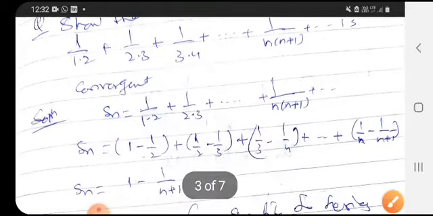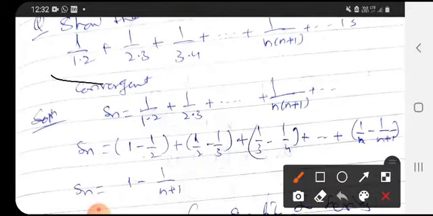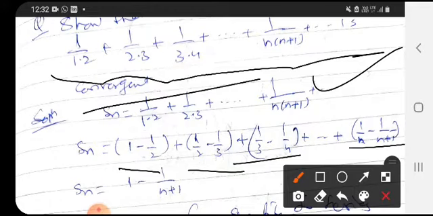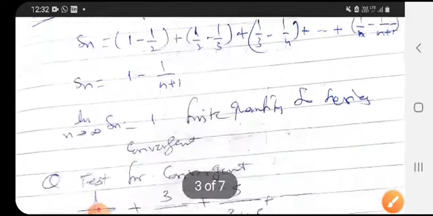Show that the series 1 upon 1 into 2, 1 upon 2 into 3, 1 upon 3 into 4, up to 1 upon n into n plus 1 is convergent. Sn is equal to this. We convert this series into this form: 1 minus 1 by 2, 1 by 2 minus 1 by 3, 1 by 3 minus 1 by 4, up to 1 by n minus 1 upon n plus 1.